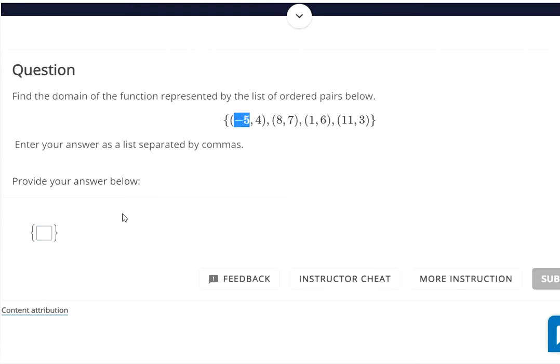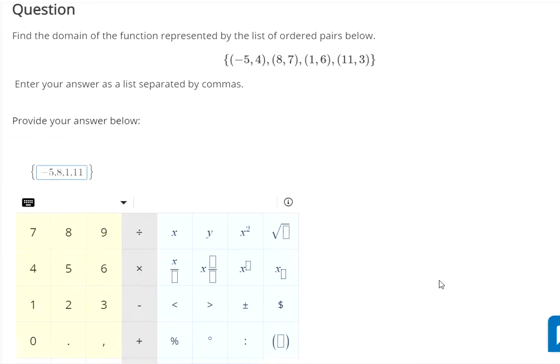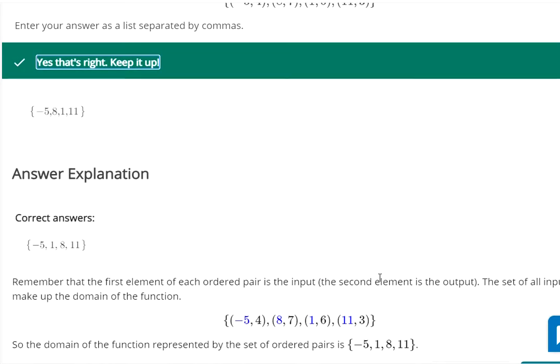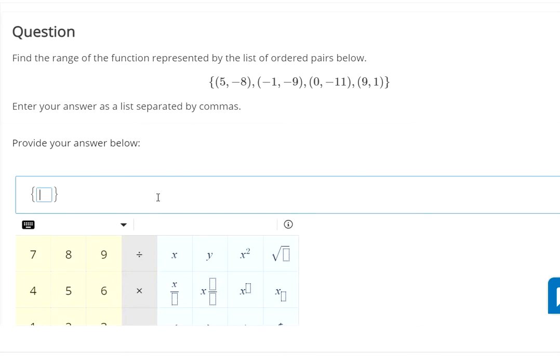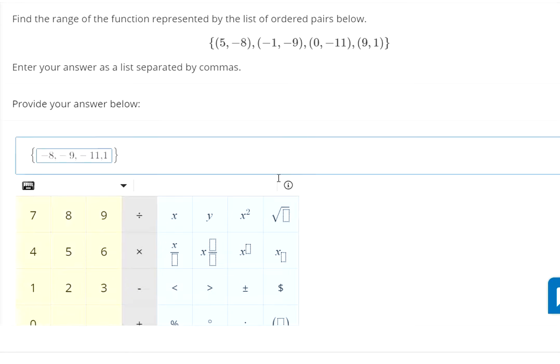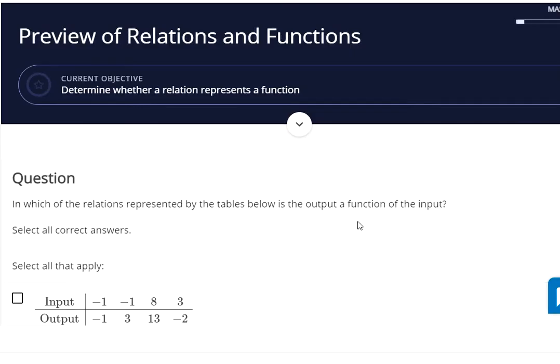So with ordered pairs, -5 represents an element of the domain. 8 is an element of the domain. 1 is an element, and 11 is an element because those are the x coordinates. And then they ask for the range. You can probably guess the range represents the y coordinates. Don't need to repeat them. So if like -9 came up twice, you just write it once.